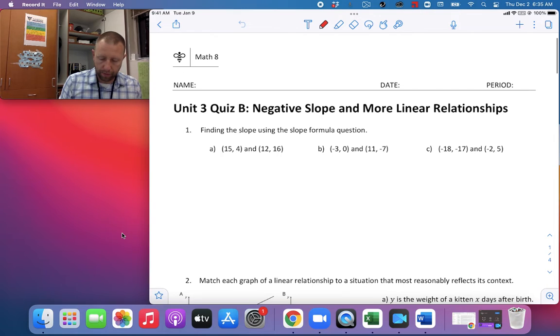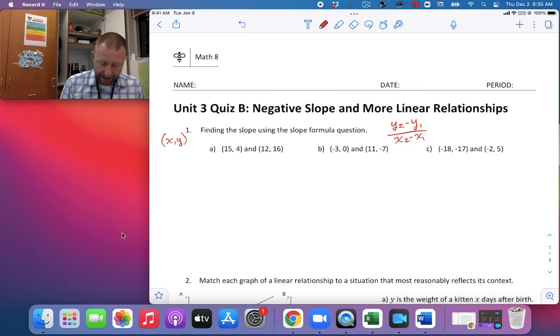Remember the slope formula, I'll write that down again just in case you forgot, is y2 minus y1 over x2 minus x1, okay? So what that means is we subtract the y's on top, we subtract the x's on the bottom. Every ordered pair lists out the x value first and the y value second, right? So when I'm setting up these subtractions, I have to subtract the second number in each parentheses on top.